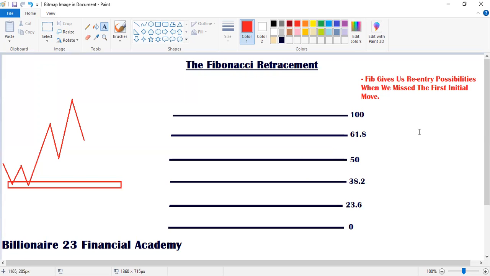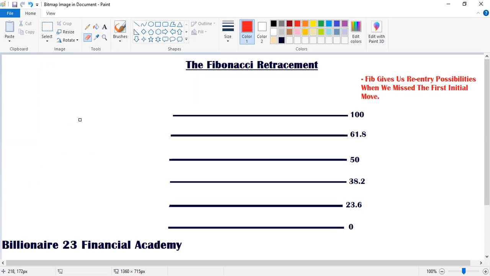The function of the fib is to give us potential re-entries when we missed the initial first move up. Let me just do a bearish example quickly. Just give me a couple of seconds. Let's clear this out. If what I'm saying doesn't make sense now, just wait till video 2. It'll make a lot more sense.